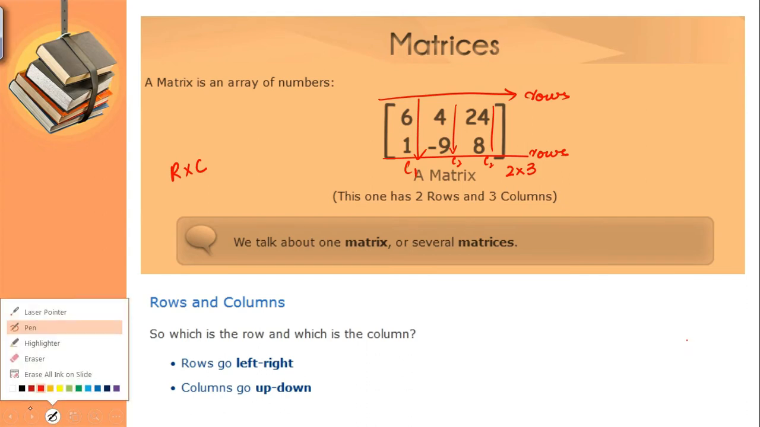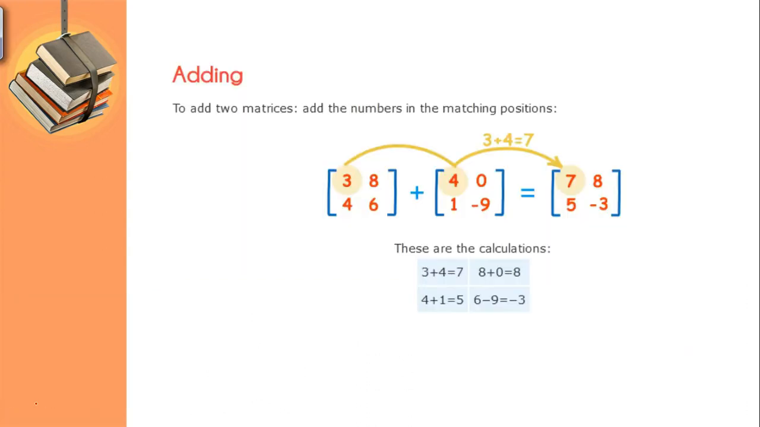Now, if we have to add 2 matrices, we can add 2 matrices only when their order is the same. If we check the order of the first matrix, here we have 2 rows and 2 columns. So this one is a 2 by 2 matrix, and the second one also has 2 rows and 2 columns. So this matrix is also a 2 by 2 matrix. So addition is possible only when we have same order matrices.